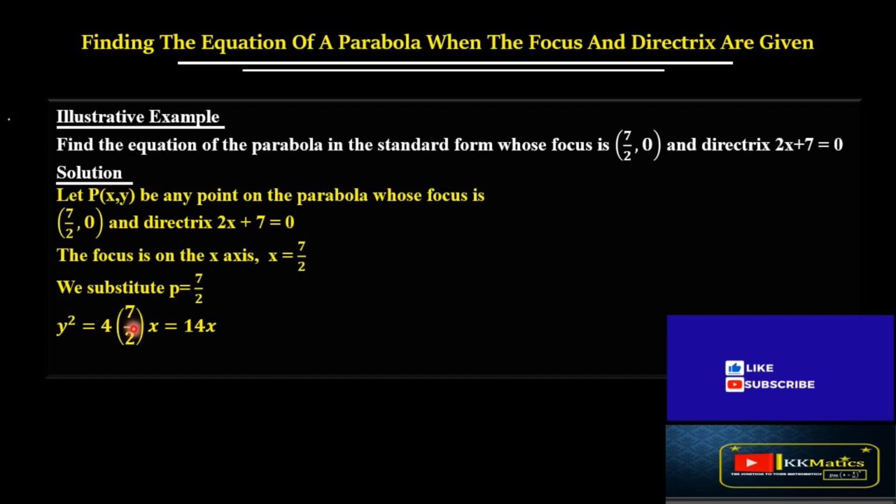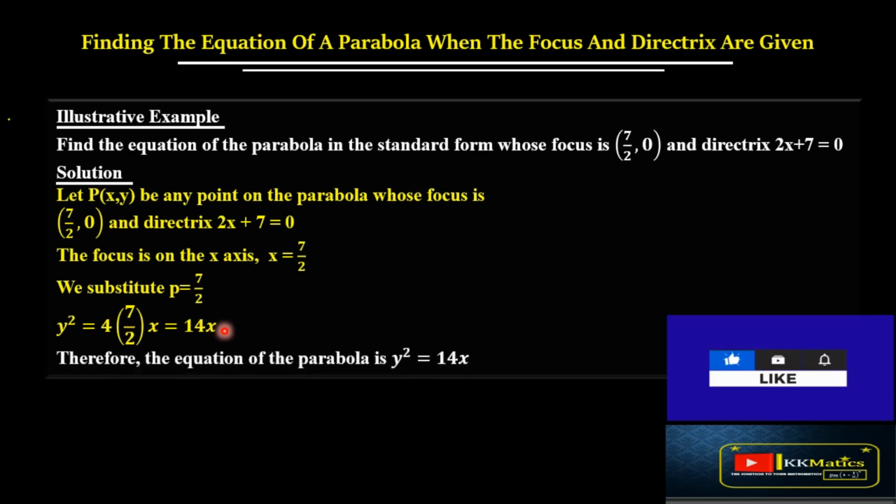So 2 goes into 4 two times, and that 2 multiplies 7, giving us 14x. And by that, this is our answer. Therefore, we conclude the equation of the parabola is y squared equals 14x.